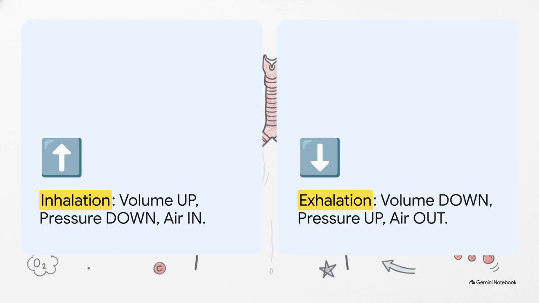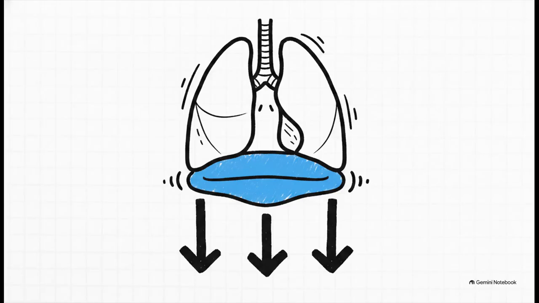Normal expiration is actually a largely passive process. It relies heavily on the elastic recoil of the lungs just snapping back into place, kind of like a rubber band. But what exactly is changing that volume in the first place?